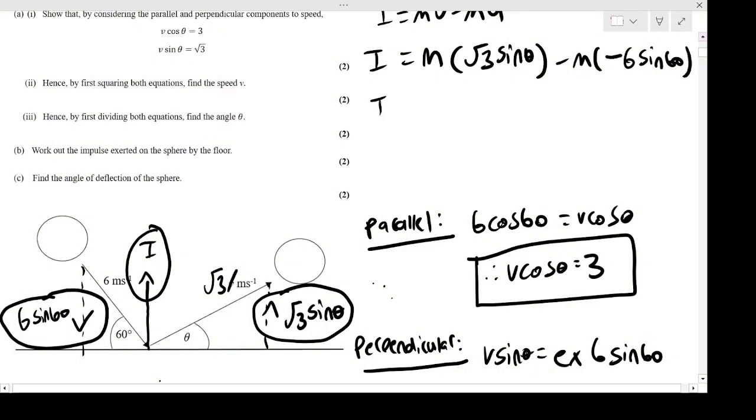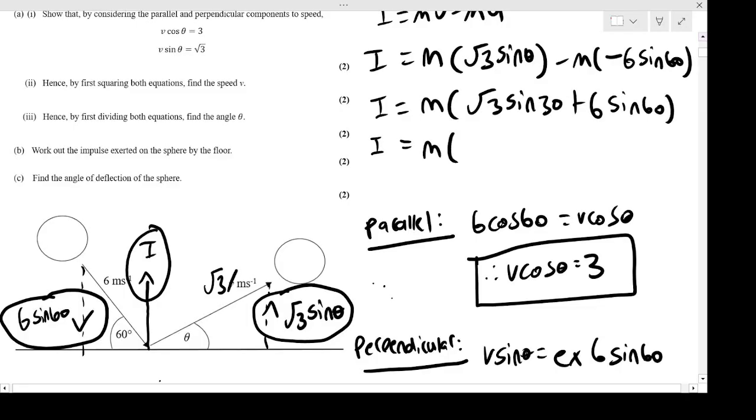So what we get left with is I is m lots of root 3 sine theta, plus, by the way, we know that sine theta is 30, so we can add that on, plus 6 sine 60. So that simplifies to m lots of, if we chuck all that in the calculator, root 3 sine 30 add 6 sine 60, we get 7 root 3 over 2.